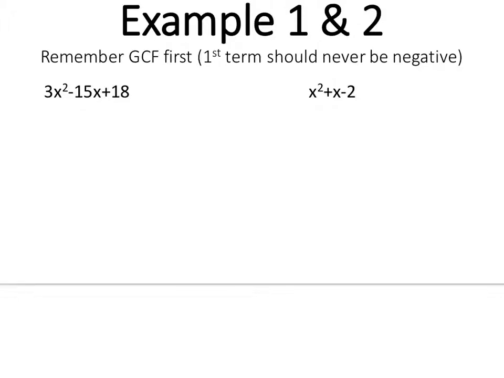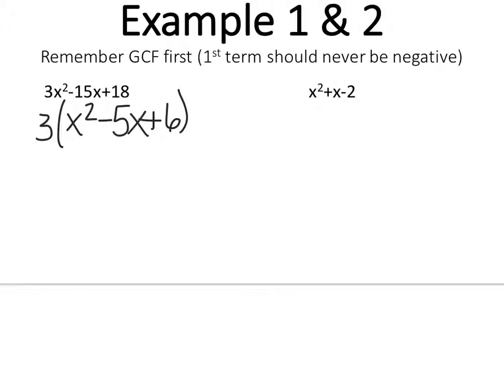So we're going to go ahead and just do an example. I have 3x squared minus 15x plus 18. So we have to look again, the GCF is our first step. I know that 3, 15, and 18, well, they all have 3 in common. So I'm going to pull out a 3, and I'll be left with x squared minus 5x plus 6.